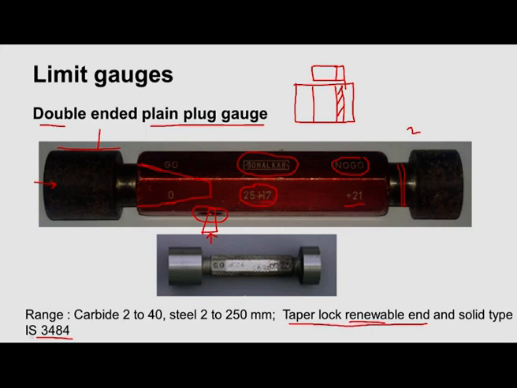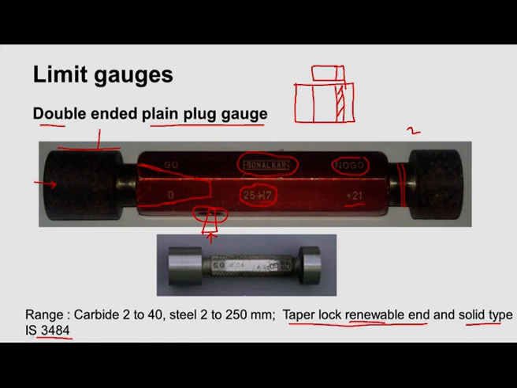And coming to this, it is solid type. You can see here the handle, go gauge and no go gauge are all made in a single unit. So this is a solid type plug gauge. If the nominal size is less, we can go for solid type. If the nominal size is more, like 25, 30, 35, then we go for the taper lock renewable type.